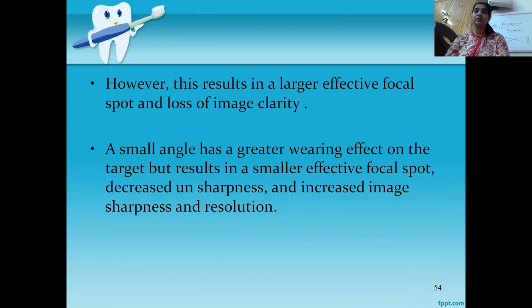However, a large angle results in a larger effective focal spot and loss of image clarity. A small angle has a greater bearing effect on the target but results in a smaller effective spot, decreased unsharpness and increased image sharpness and resolution. So a small angle should be made between the anode and the focal spot. It is inbuilt in our X-ray machines nowadays.